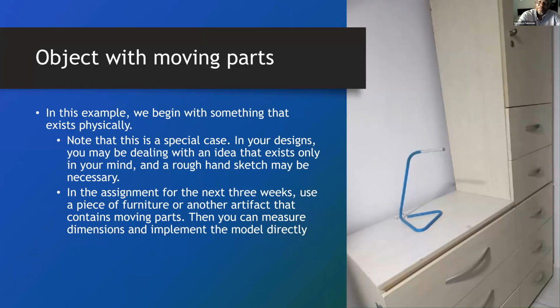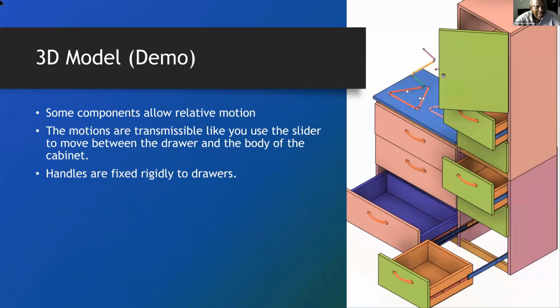I keep showing you my chest of drawers because that is one thing that I have already fully modeled and I've given you. Some components allow relative motion. Some motions are transmissible, like you use the slider to move between the drawer and the body of the cabinet, whereas handles are fixed rigidly to the drawer. So all these things are ideas that you can also implement in your own homework.